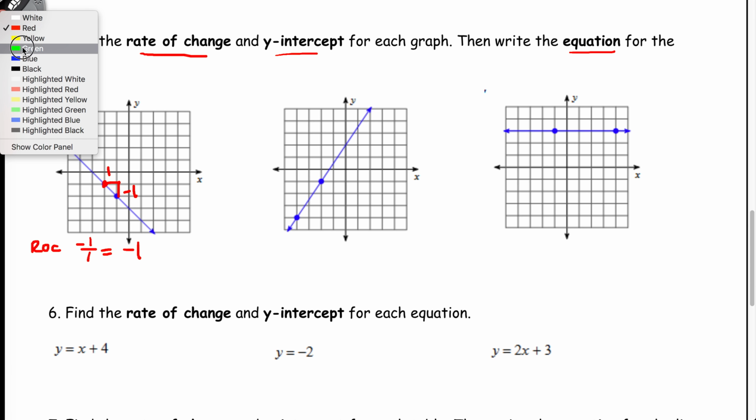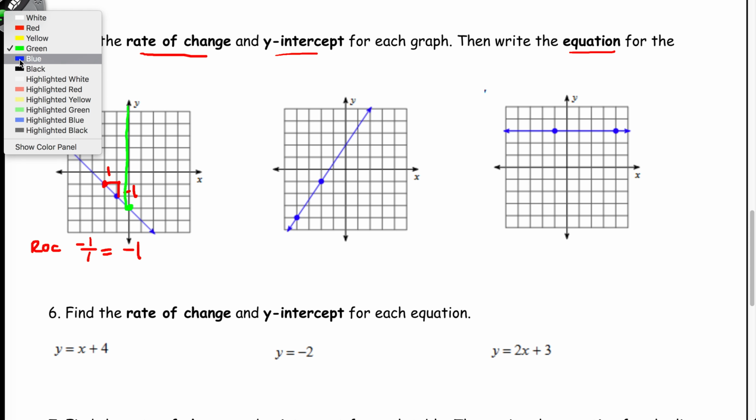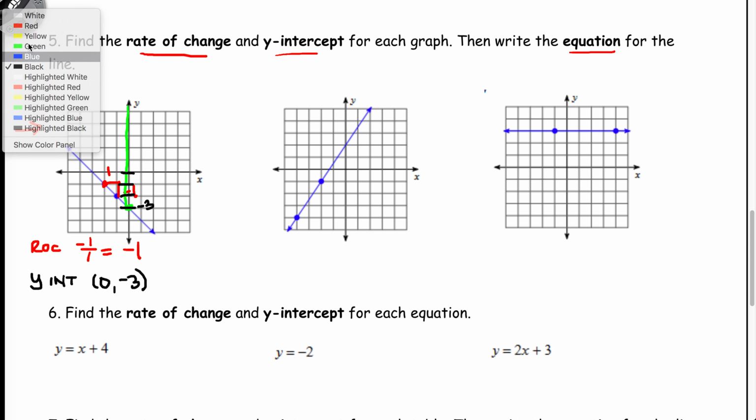Now for the y-intercept, remember that's this line here. I'm going to go straight down this line, keep going, until I reach the line that crosses through it. I reached it right there. What is that point? Well, here's 0, there's negative 1, negative 2, here's negative 3. So my y-intercept is 0, negative 3. Now I have enough to write my equation.